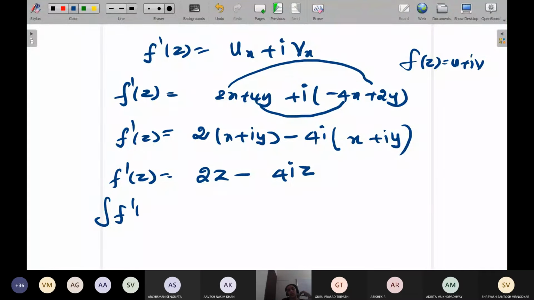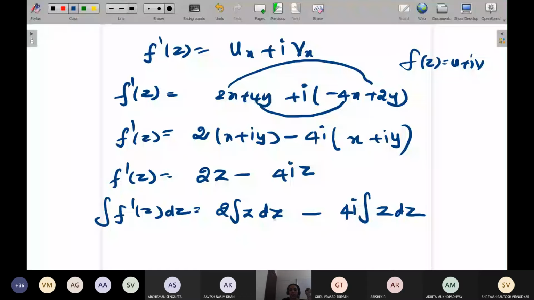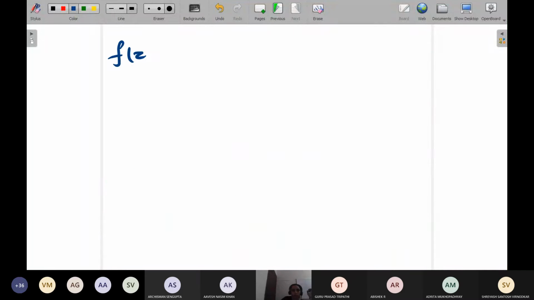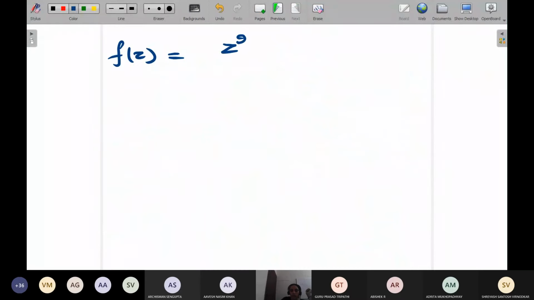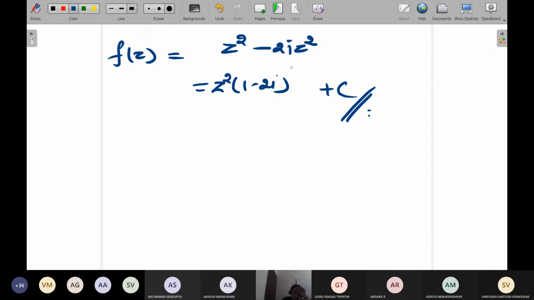Integral f dash of z dz will be equal to 2 into integral z dz minus 4i into integral z dz. So you will get 2 into z square by 2 minus 4i into z square by 2. On the left hand side you will have f of z. F of z will be equal to z square minus 2iz square. You can take z square outside, or leave it as such. You can write it as z square into 1 minus 2i, plus the integrating constant c. Is it clear? This is your f of z.